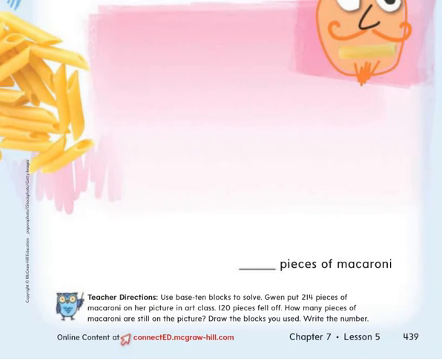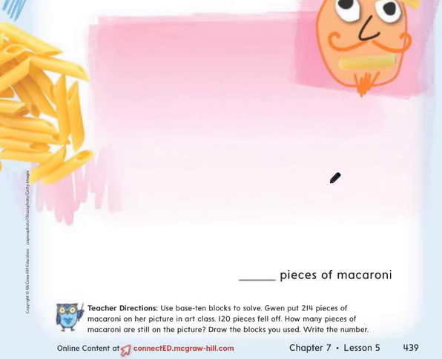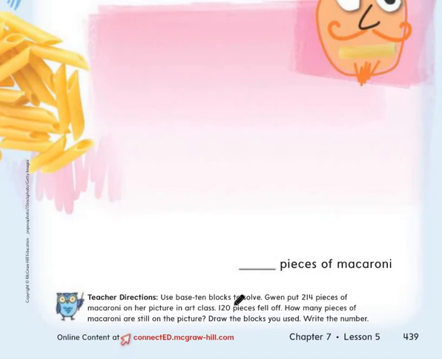Let's read the story. Gwen bought 214 pieces of macaroni on her picture in art class. So interesting, just like this one. 120 pieces fell off. Unfortunately, how many pieces of macaroni are still on the picture? What do you think, grade 2? How can you help Gwen to know how many pieces of macaroni are still on the picture?